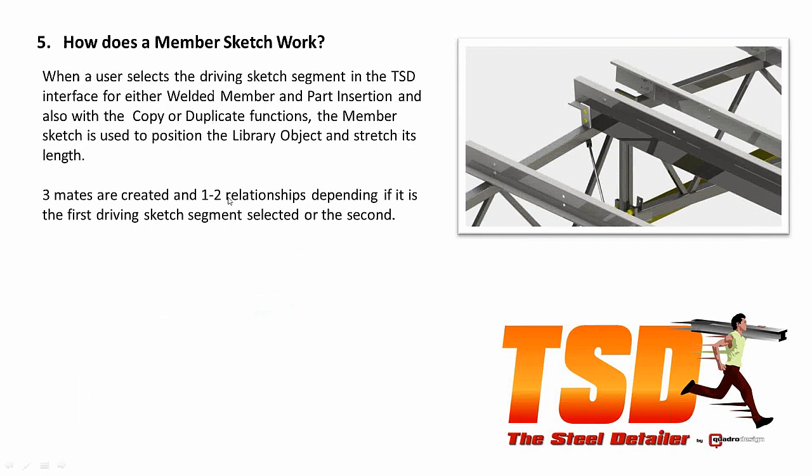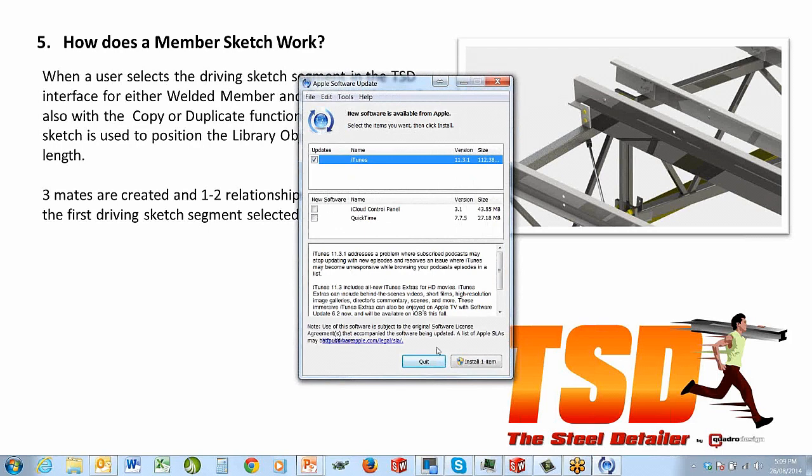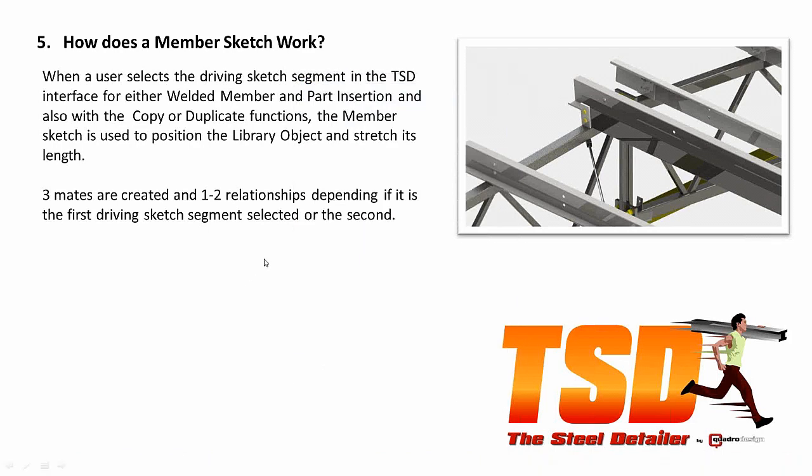So how it works: by selecting the member sketch and the driving sketch segment, when you go to insert the part, or when you go to duplicate or copy your welded member into your project, it will attach the member sketch to the driving sketch. And it will attach it by putting in 3 mates, and it will also put in a relationship of equal length for the first selection. We have several selections, so I'm just going to tell you that that's the first selection. The second selection gives you a different result.